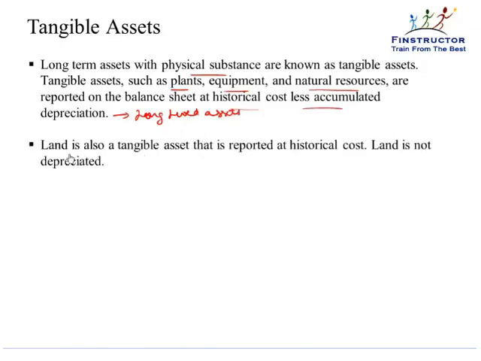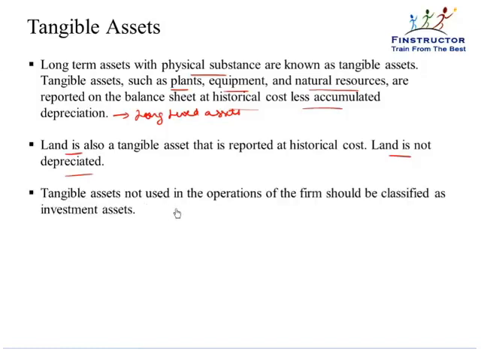Please remember that land is a tangible long-term asset that is not depreciated. The life of land is assumed to be infinite. Tangible assets that are not used in the core operations should be called investment assets so that we can analyze them differently. So if I have some residential apartments that I bought from the cash of the company because I expected the value of these apartments would go up, or it was a good utilization of the cash, or I have certain other machinery that I don't really need to use in the business right now, then these assets will be classified as investment assets.